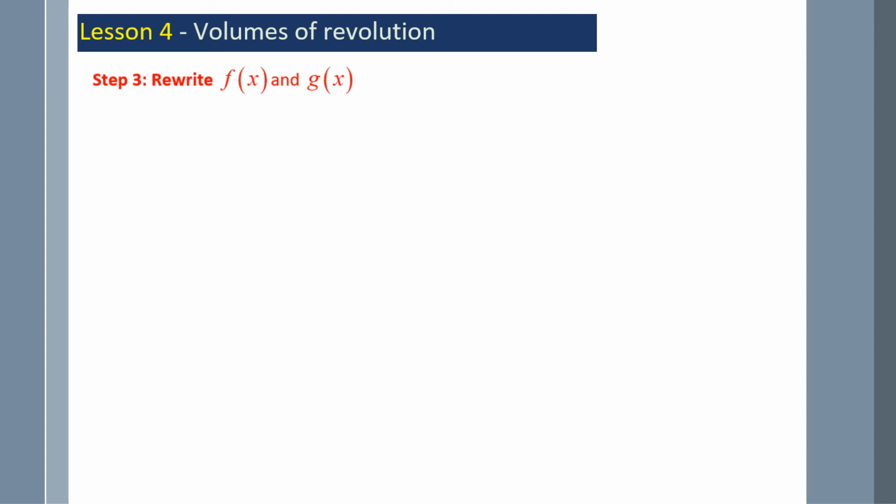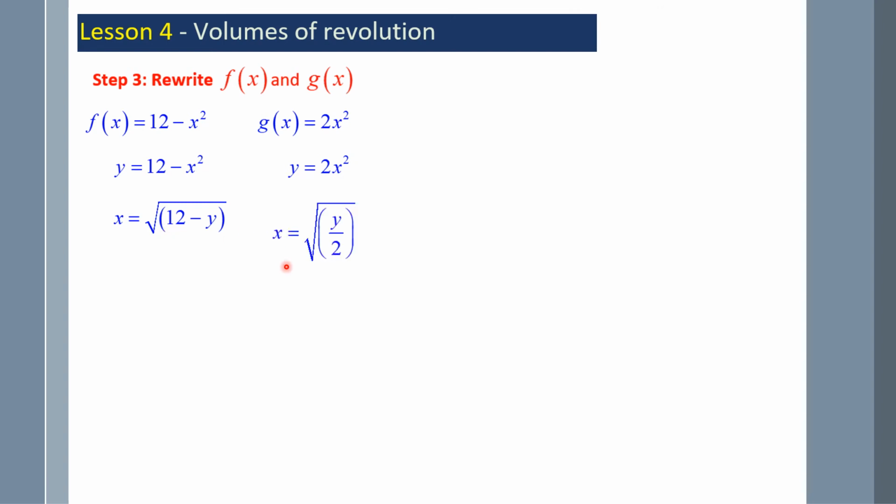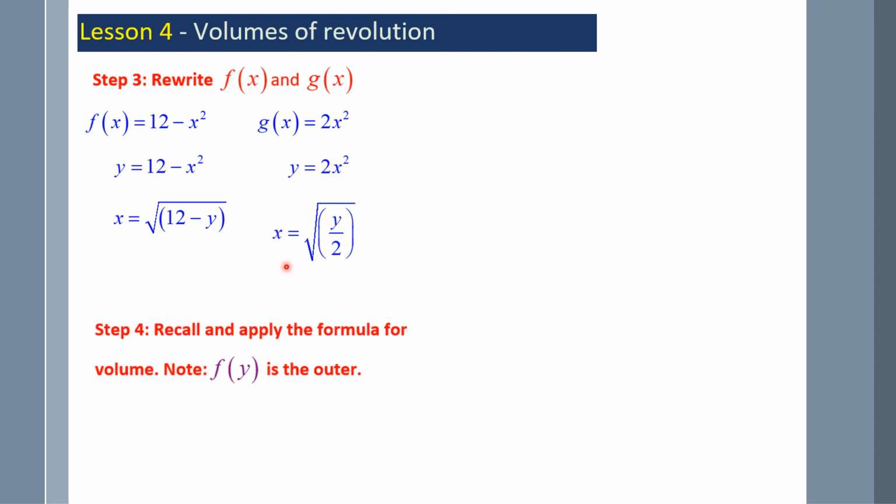Step 3 is to now rewrite f(x) and g(x). That is, make x the subject, so then we have a function in terms of y. So the first step for f(x) is to replace f(x) with y. We're going to isolate x now, make x the subject. To do so, I could rearrange this by adding x squared to both sides, then taking y. Because the x squared is going to be over here now, the inverse operation is to take the square root of both sides. So x is the square root of 12 take y. This one's a bit easier. y equals 2x squared. We can divide both sides by 2, then take the square root of both sides and we now have x in terms of y.